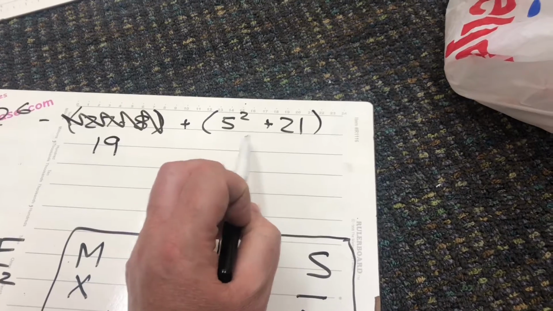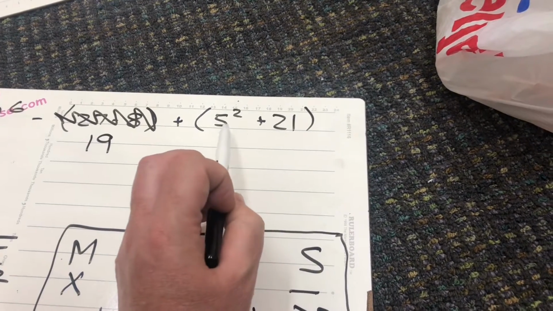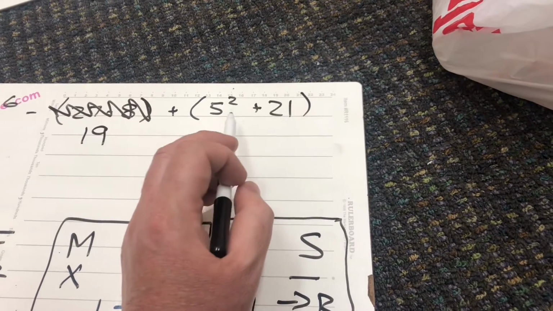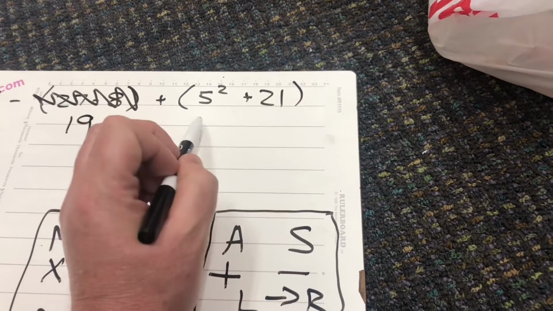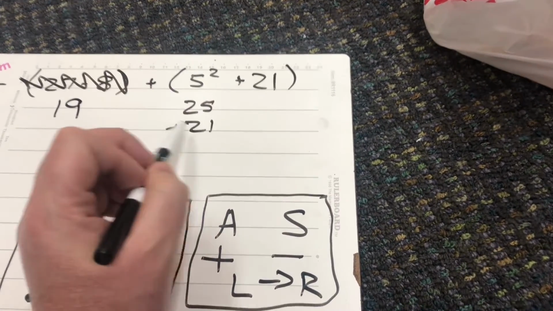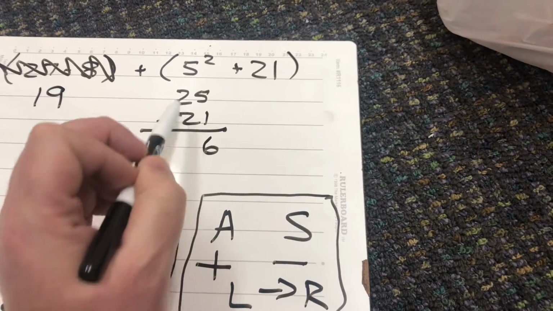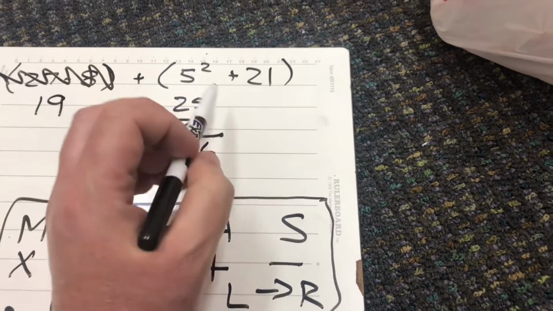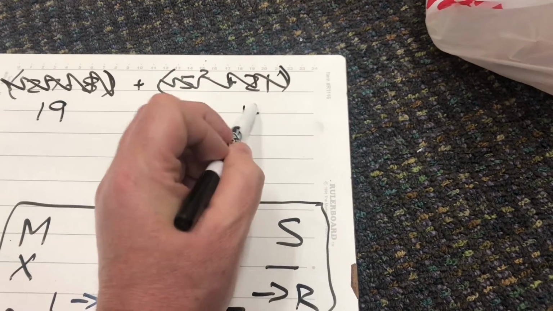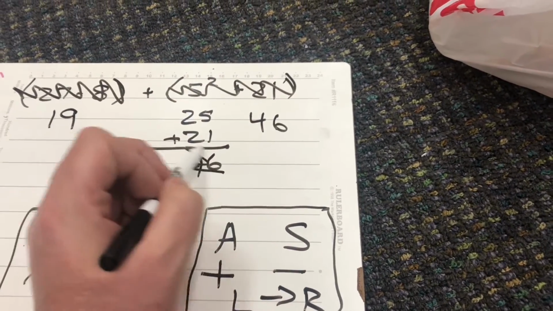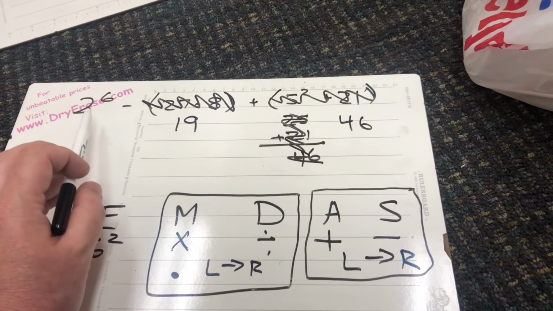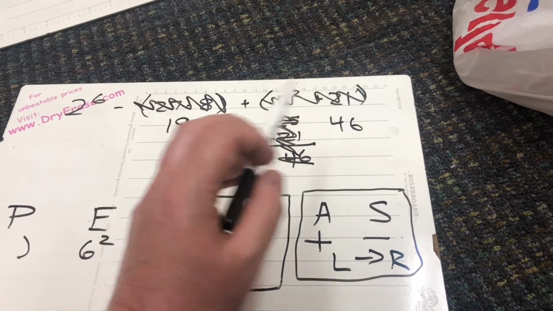I have parentheses here, 5 squared plus 21. Well, remember 5 squared is 5 multiplied out 2 times, or 5 times 5. Well, 5 times 5 is 25. If I take 25 and I add 21 to it, 5 plus 1 is 6, 2 plus 2 is 4, so 5 squared plus 21 is going to be 46. So I'm going to cross this off so I don't get confused. So now that leaves me with 2 to the power of 6 minus 19 plus 46.